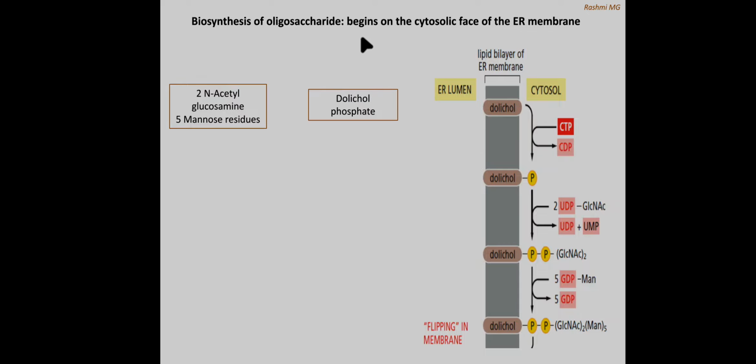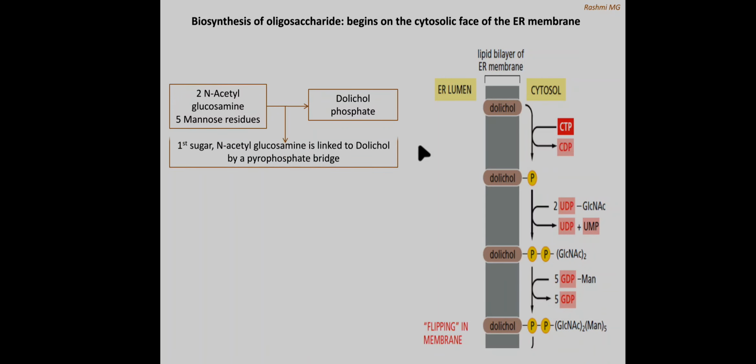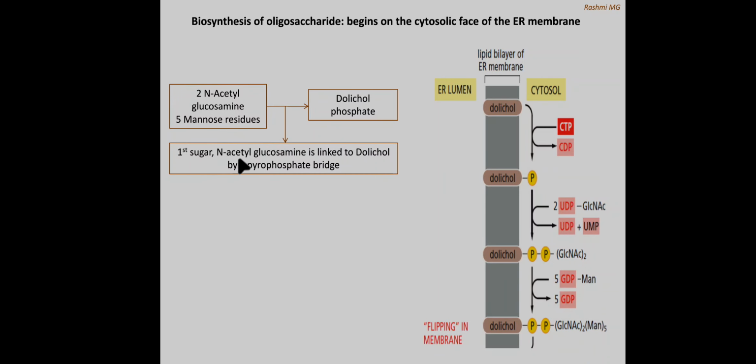Biosynthesis of the oligosaccharide is not very important, but just remember or just see this. N-acetylglucosamine, 5 mannose residues and also dolichol phosphate are there. They both form; the first sugar, N-acetylglucosamine, will link to the dolichol by a pyrophosphate bridge.